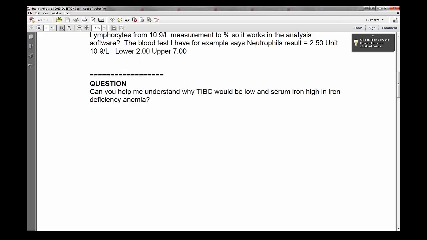So this would explain why in the case of hemochromatosis, excess iron, the TIBC will be low, since the body will either decrease the amount of serum transferrin or decrease the binding capacity in an effort to prevent excess iron from being transported to the tissues.